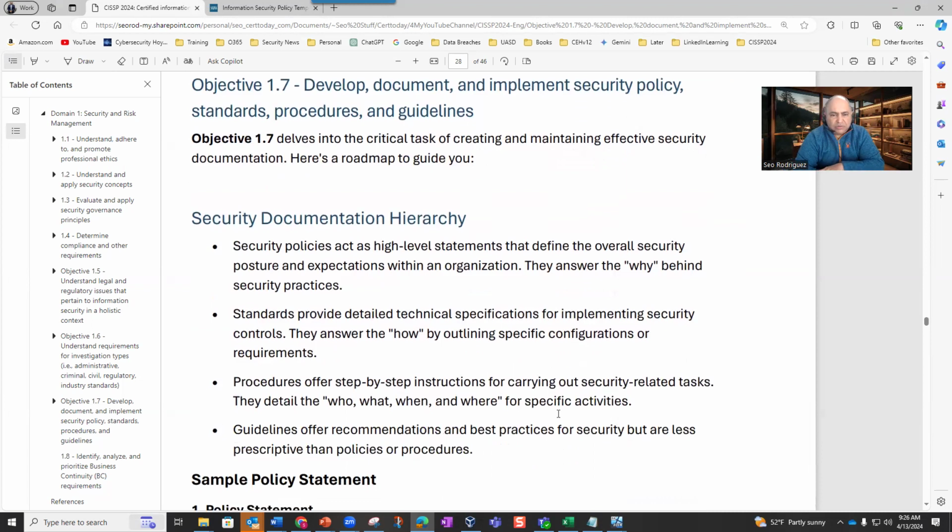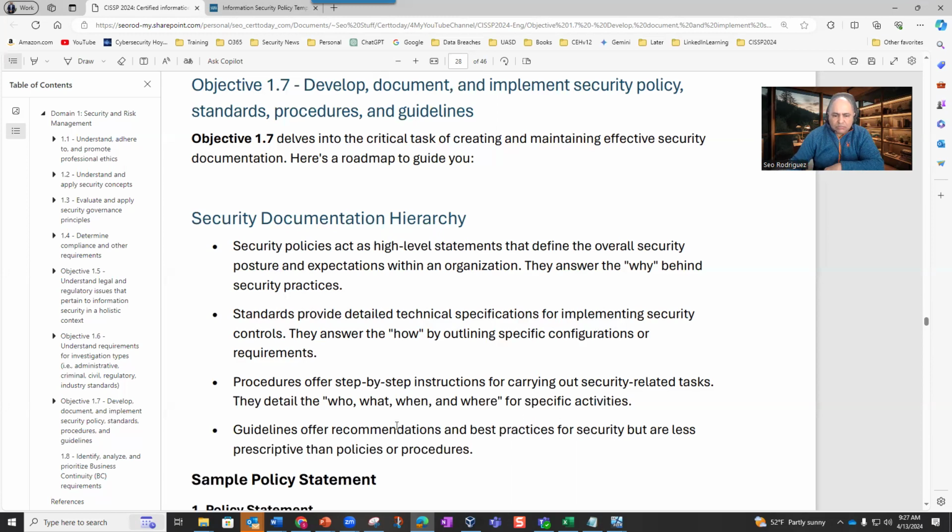When it comes to the security documentation hierarchy, security policies act as high-level statements that define the overall security posture and expectations within an organization. They answer the why behind security practices. Standards provide detailed technical specifications for implementing security controls. They answer the how by outlining specific configurations or requirements.